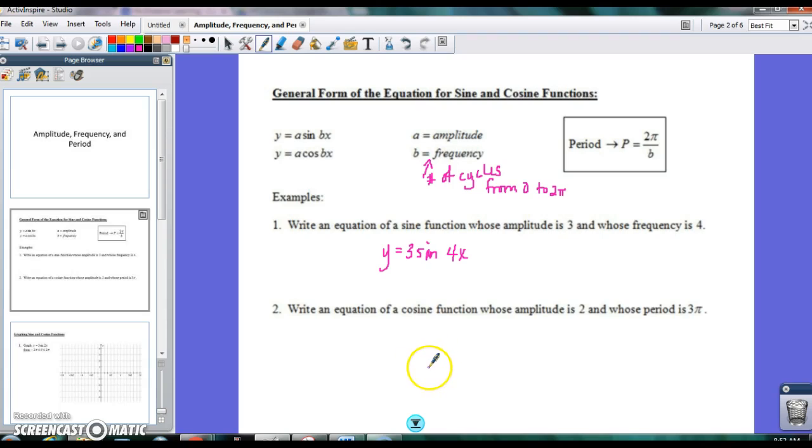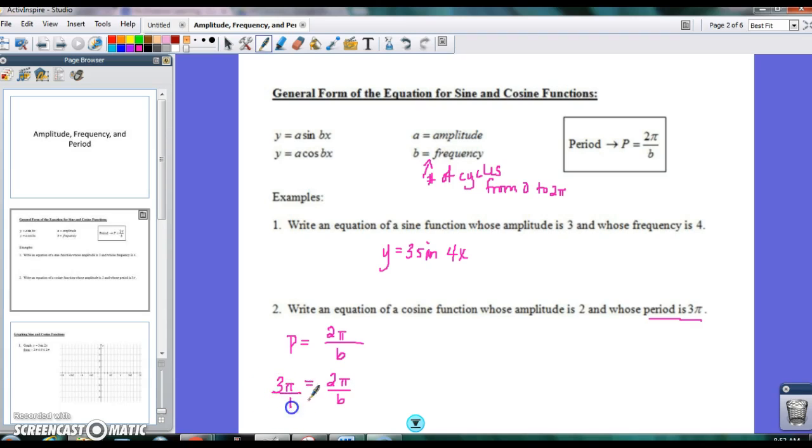In problem number 2, it says write the equation of a cosine function whose amplitude is 2 and whose period is 3 pi. So I don't have the frequency. All I've been given is the period, so I need to find the frequency before I can write the equation. So to find the frequency, period is 2 pi over the frequency, 2 pi over b. I know my period is 3 pi, so I have 3 pi is equal to 2 pi over b.